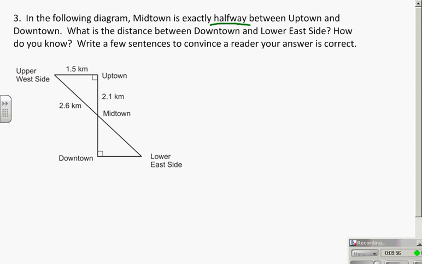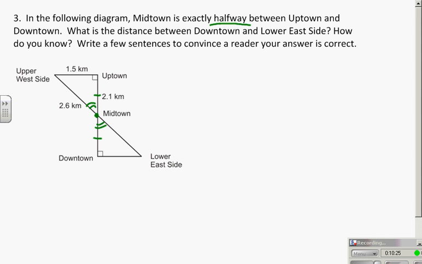Now, in the following diagram, Midtown is exactly halfway between Uptown and Downtown. Keyword. What is the distance between downtown and Lower East Side? How do you know? Write a few sentences to convince the reader your answer is correct. We could do this like a proof to make our convincing. This key right here, Midtown is exactly halfway. So Midtown is exactly halfway. So that tells us those pieces are equal.